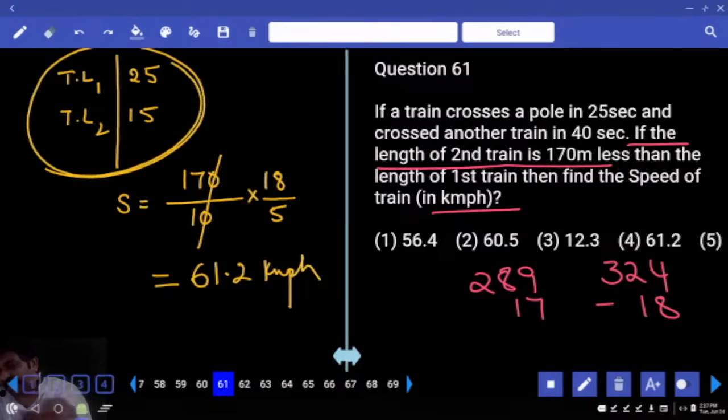This information I have given for your understanding purpose. You don't have to write it. You can directly calculate distance difference and time difference. Got it?